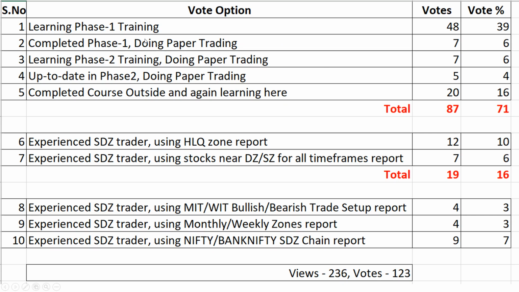Those who are learning for the first time most probably don't understand the value of our training program. The real value is known by people who learned outside and landed here again. So 20 people are currently learning this way. In total, 87 members out of 123 are currently focusing on training related activities.